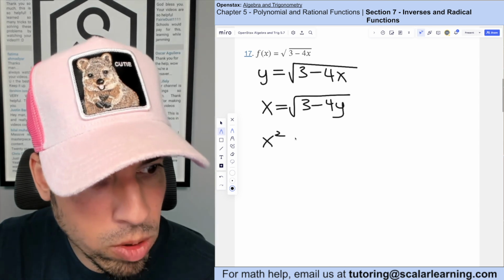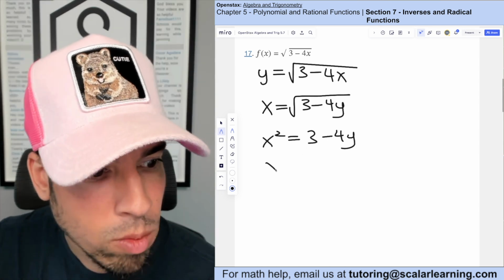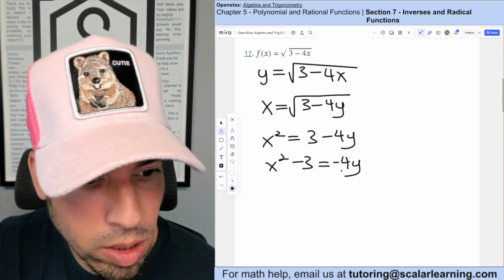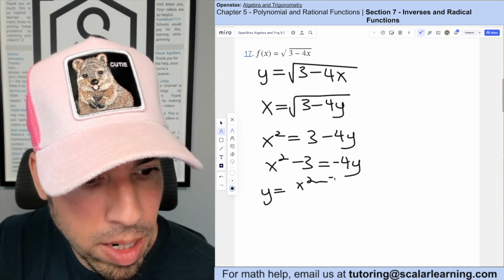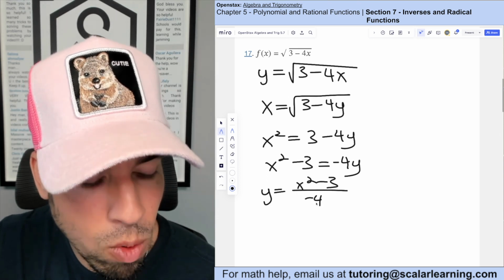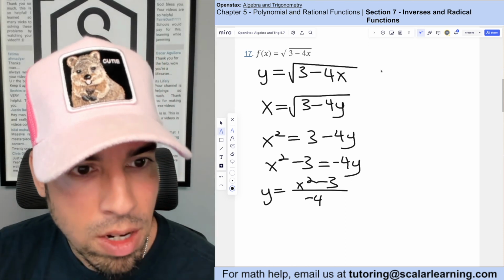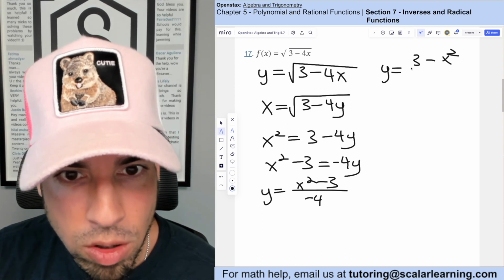First, we're going to square both sides. X squared equals 3 minus 4y. We're going to subtract 3. And then the last step is we're going to divide by negative 4. So y equals x squared minus 3 over negative 4. If we want to transfer that negative up to the top, it's just going to flip these guys, and we're going to get y equals 3 minus x squared over 4.